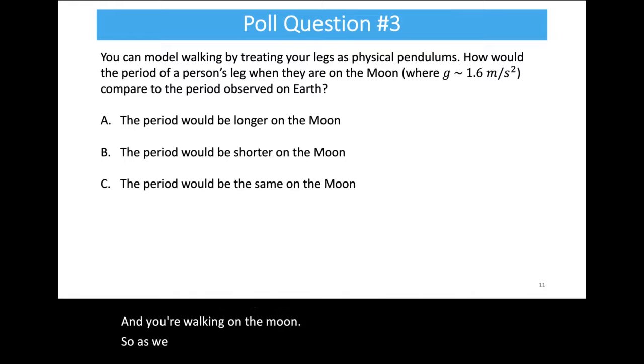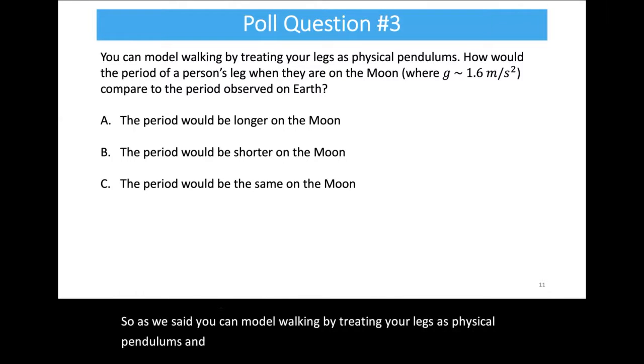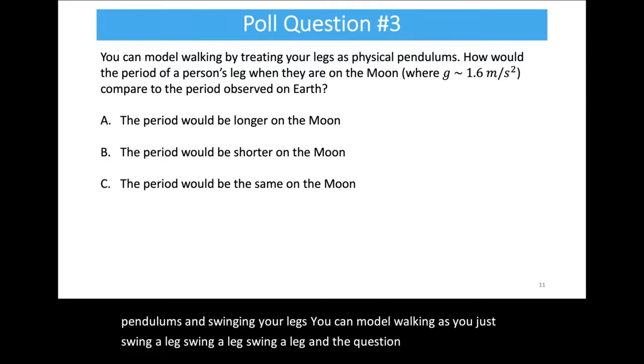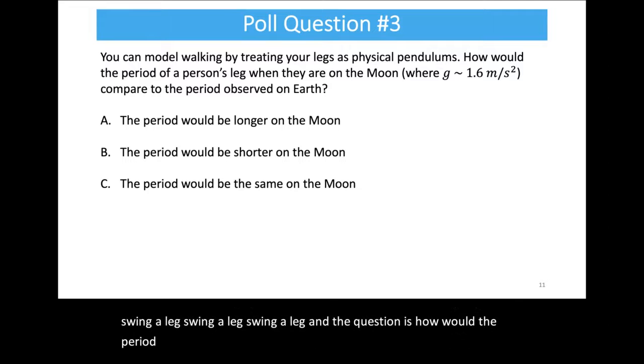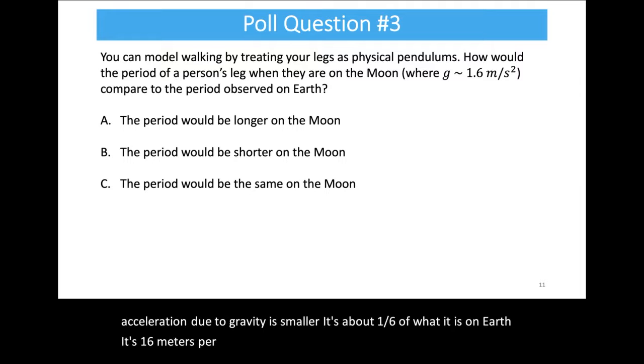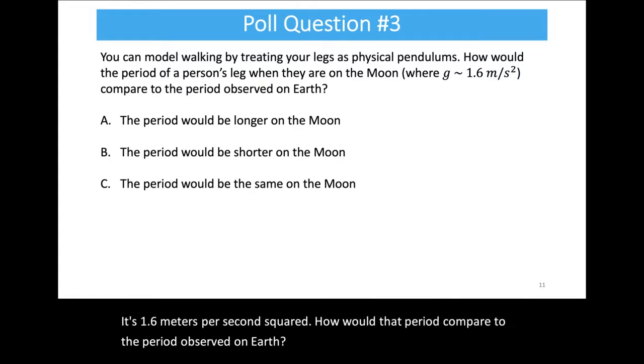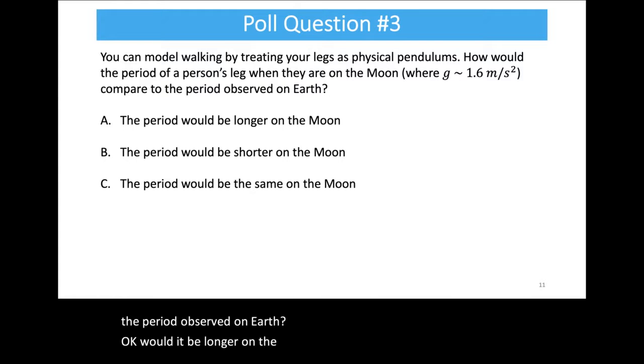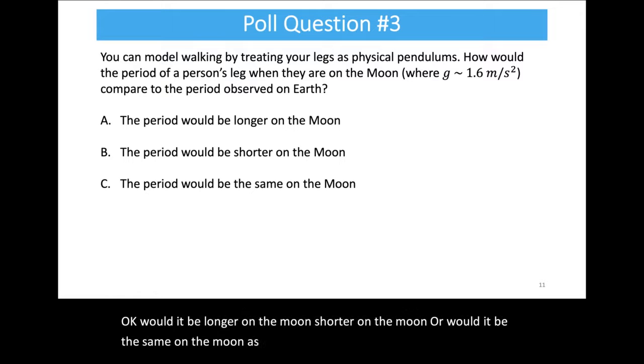As we said, you can model walking by treating your legs as physical pendulums and swinging your legs. You can model walking as you just swing a leg, swing a leg, swing a leg. And the question is, how would the period of a person's leg on the moon, where the acceleration due to gravity is smaller, about 1/6 of what it is on Earth, 1.6 meters per second squared, compare to the period observed on Earth? Would it be longer on the moon, shorter on the moon, or the same on the moon as it is on Earth?